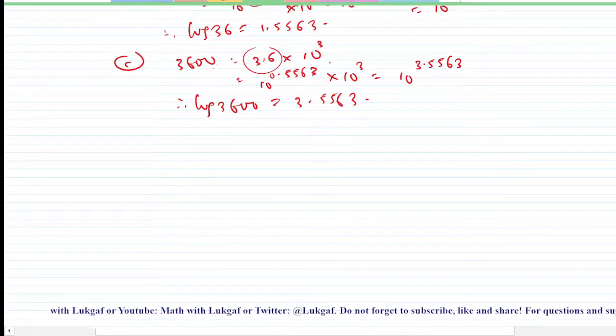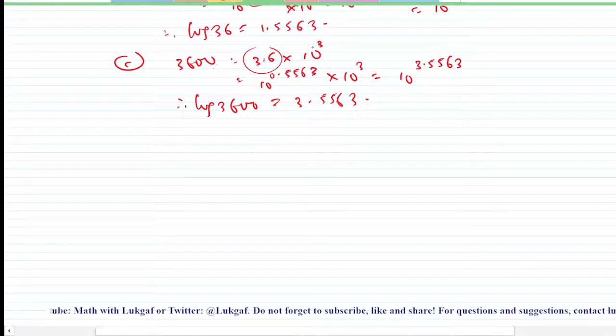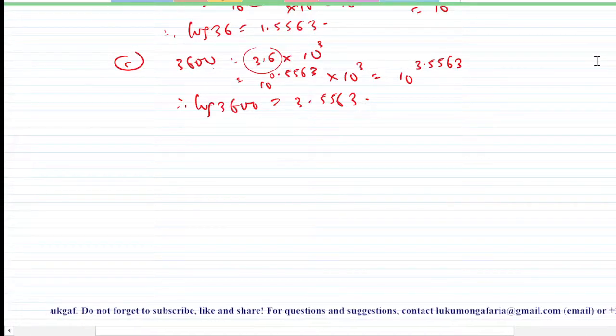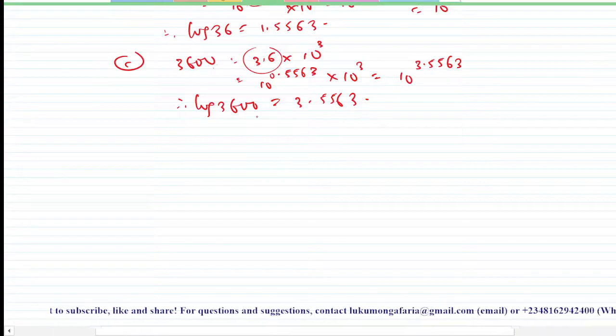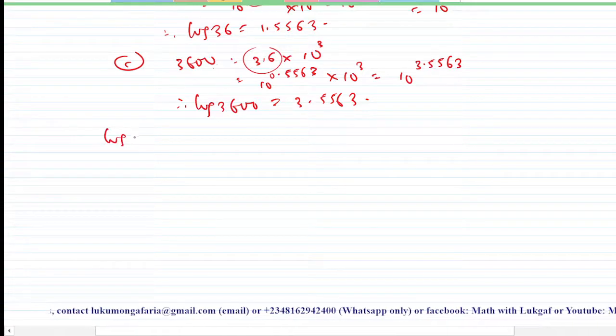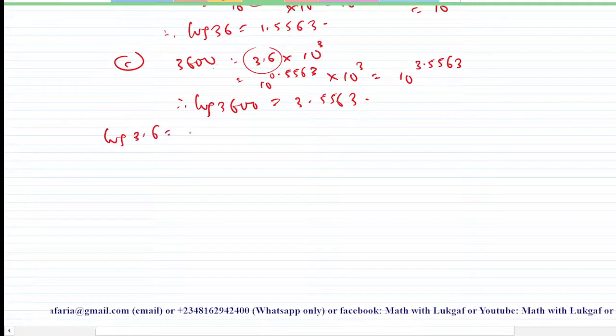So if you observe from the 3 examples I did, that of log 3.6, 36, and 3600, you will see that the logarithm of any number, for example, when I find log 3.6, we obtain the result to be what?